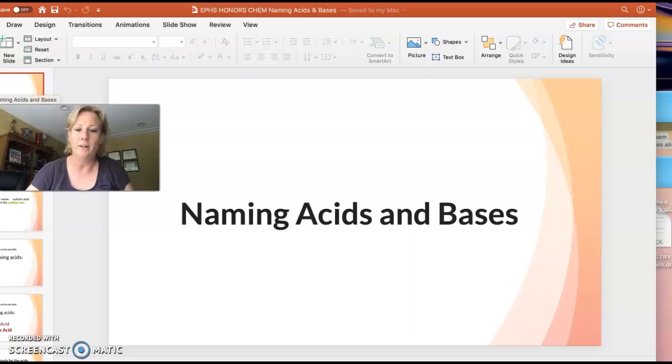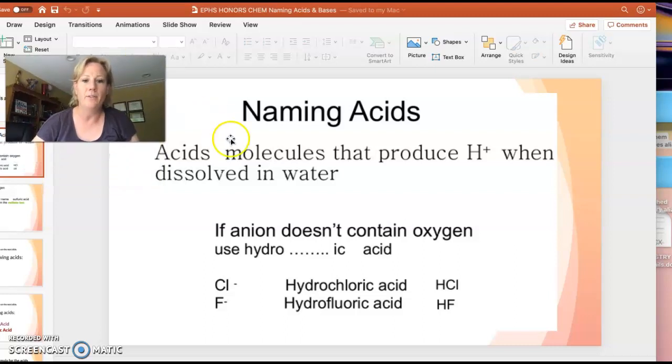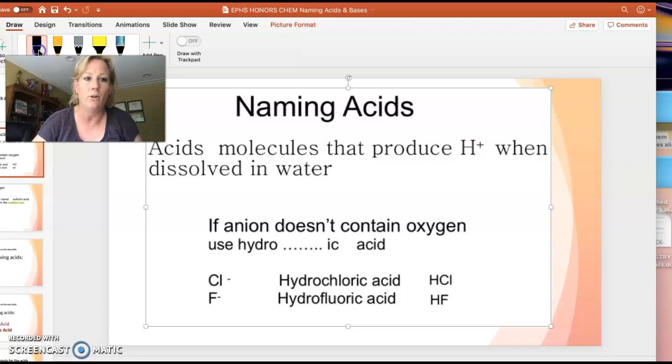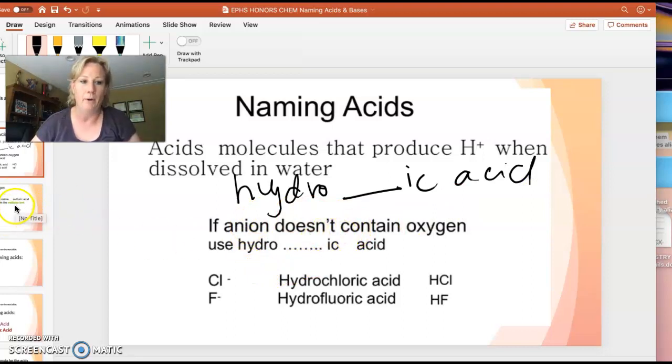This is a video on how to name acids and bases. So naming acids, if we know it's an acid, we know it's going to produce a hydrogen ion when it's dissolved in water. And there are acids that don't contain oxygen, and then we use the format of hydro, and then we plug in the anion, like chlor for chlorine. So we're really just going hydro and then the anion-ic acid. This is for no oxygen in the compound.